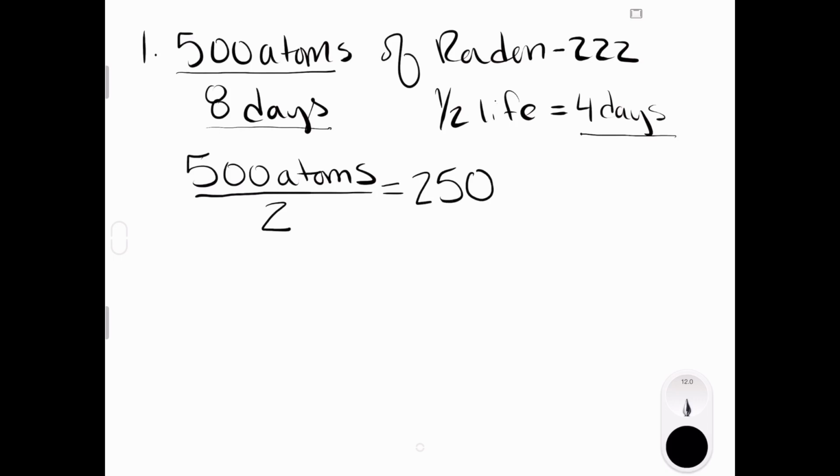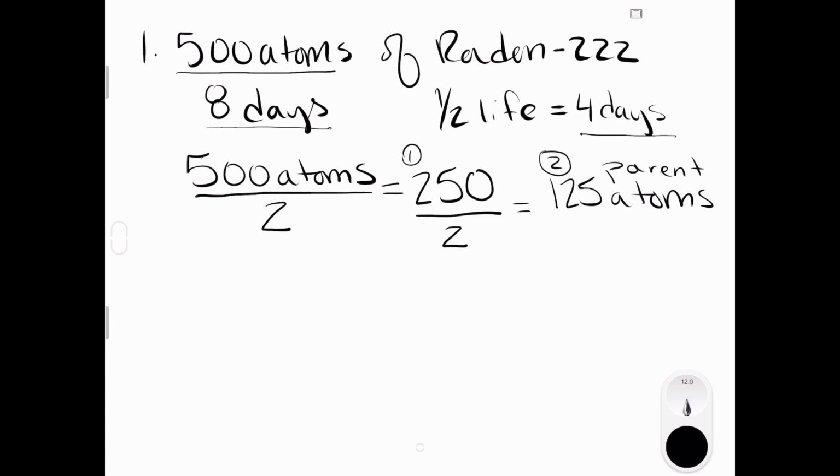So we write that down. And then we need to divide by 2 one more time. We need to cut it in half again because it's gone through an additional half-life, not just one. So if you want, you can write down this is our first half-life. Okay, divided by 2 again. We're going to run through our second one. So 250 divided by 2 is 125 atoms. And because we are only going through 2 half-lives, this is our answer. Okay, so we have 125 parent atoms left after 2 half-lives of radon-222.